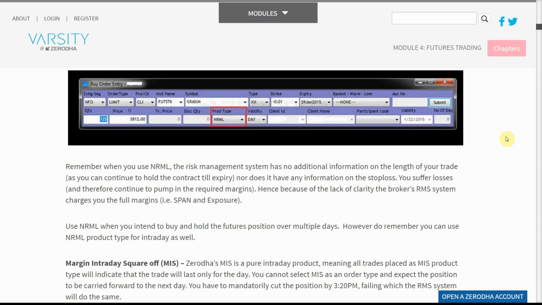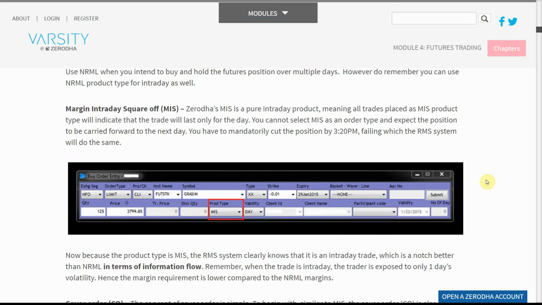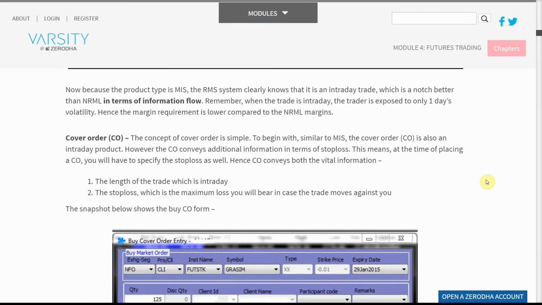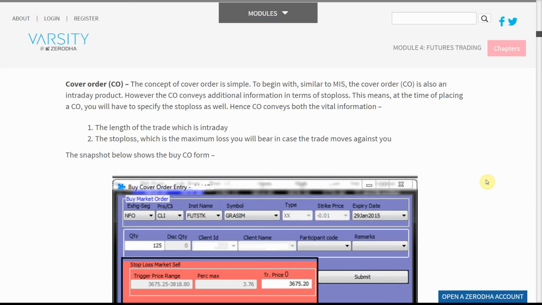Cover order, CO. The concept of cover order is simple to begin with, similar to MIS. The cover order, CO, is also an intraday product. However, the CO conveys additional information in terms of stop loss. This means, at the time of placing a CO, you will have to specify the stop loss as well. Hence CO conveys both the vital information: the length of the trade, which is intraday, and the stop loss, which is the maximum loss you will bear in case the trade moves against you.